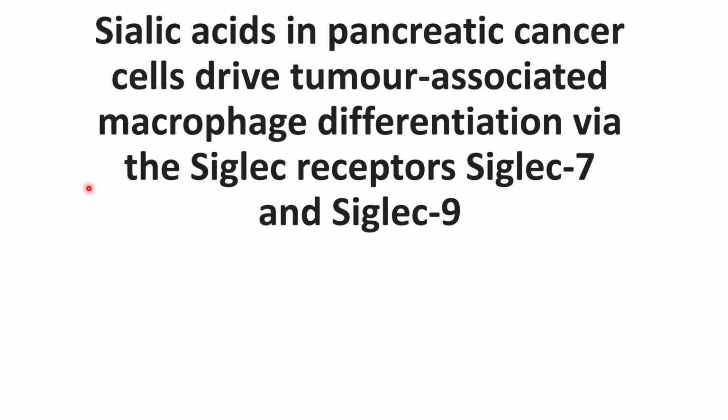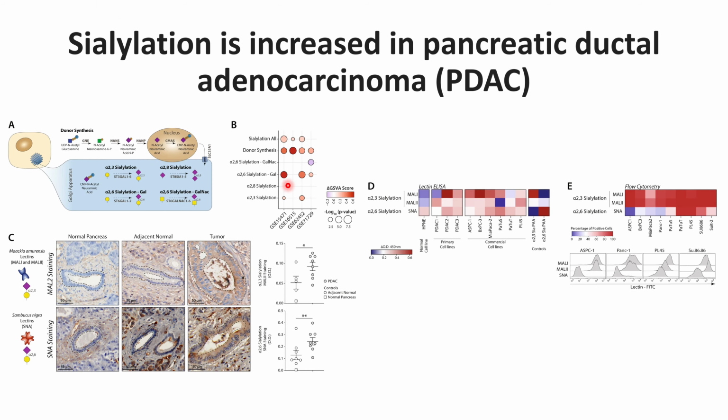In this video, we will discuss sialic acid in pancreatic cancer. Cells can drive tumor-associated macrophage differentiation with the help of Siglec receptors, that is Siglec 7 and Siglec 9. The first figure of this paper focuses on sialic acid in pancreatic ductal adenocarcinoma, or pancreatic cancers. Finally, we discuss how this sialic acid formation occurs within mammalian cells.